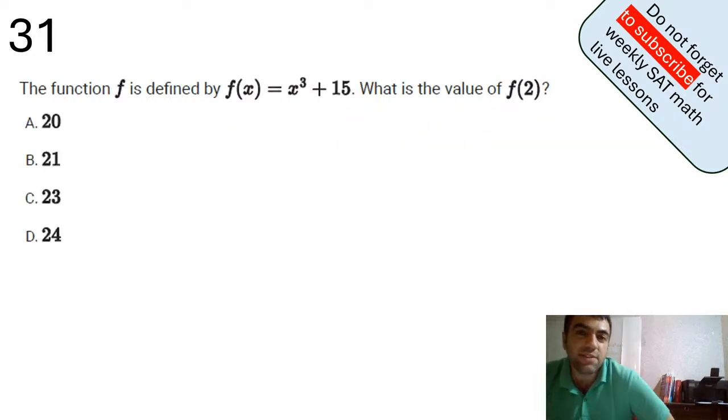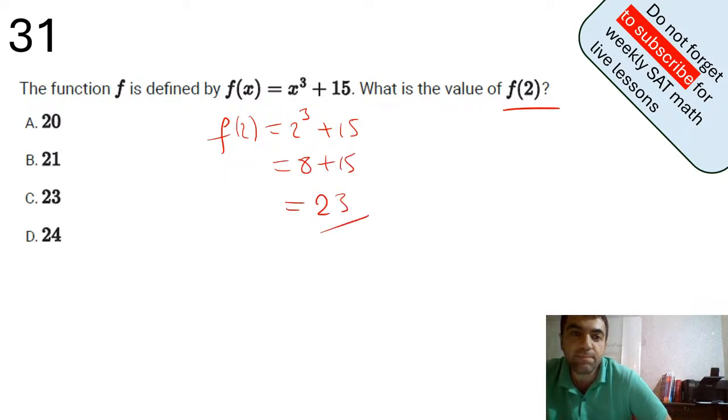The function f is defined. What's the value of f of 2? Shahin and Mr. Saif say it is C. Let's calculate. f of 2 is 2 to the power of 3 plus 15. 8 plus 15, that is 23. You are right, guys. Next question.